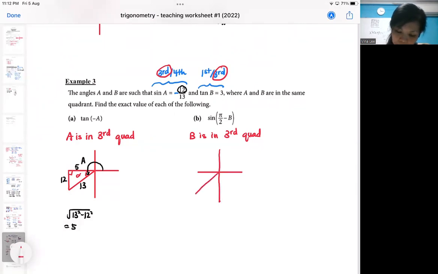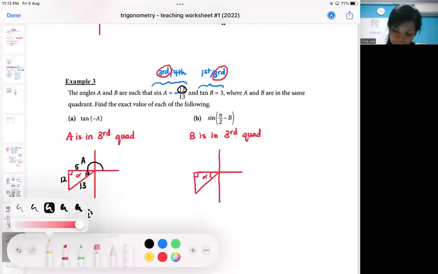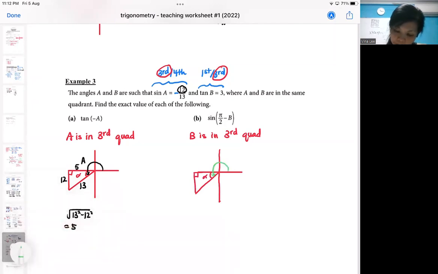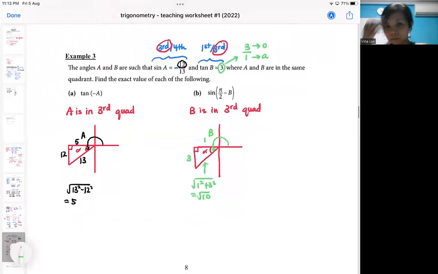So it should still look like this. You draw with the alpha. This whole thing is B. And this is 3 and 1, O and A. Pythagoras theorem. So from here, I can answer my question.